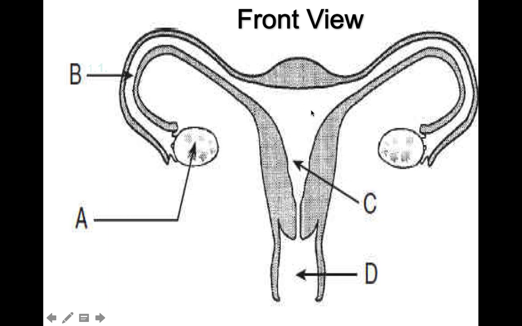If an infant is going to be created, or if fertilization has occurred, the embryo would grow and become a fetus and then an infant in structure C, the uterus. We're going to talk about this narrow passage here that the baby will have to pass through. And then D is the vagina, or the birth canal. This is where sperm will enter the body and also where the baby will leave the body.